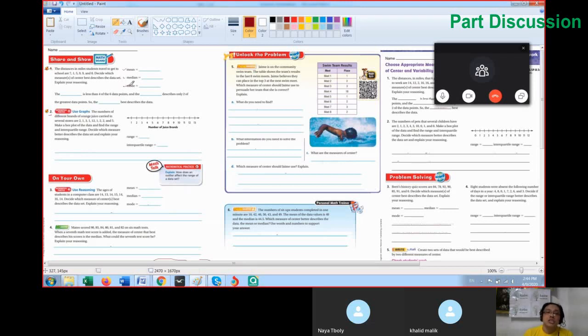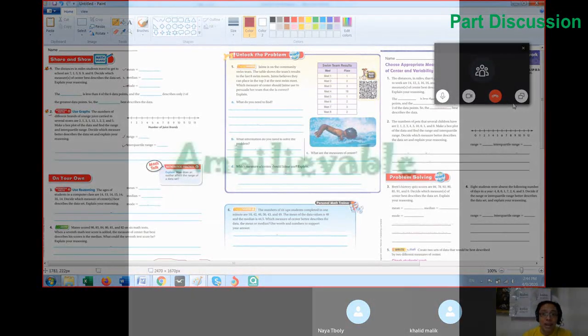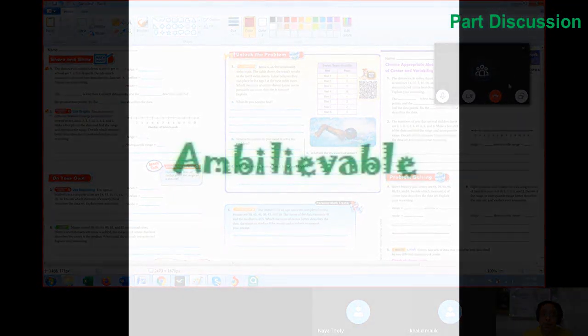In question number two, we have the range and the interquartile range. When we are getting the range, all you have to do is subtract the minimum from the maximum, or the least number from the greatest number in the data set. The interquartile range is the difference of quartile 3 and quartile 1, or the median number in the upper half and the median number in the lower half. Any more questions?